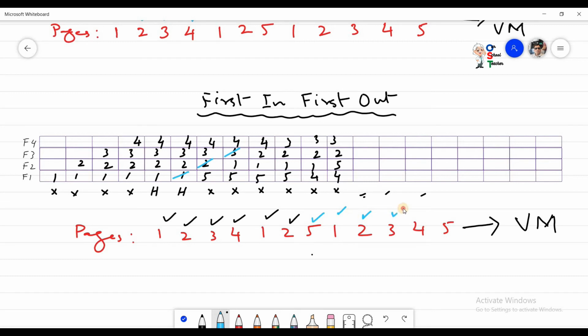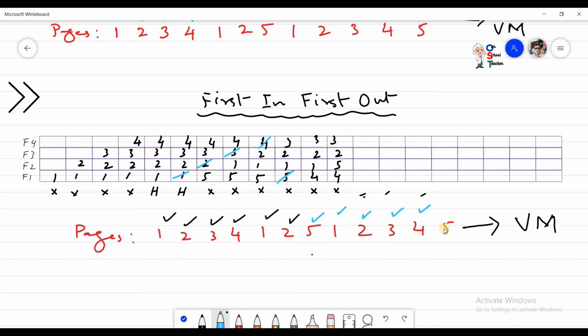Then number 3 is required. In this situation, frame number 4, which has page number 4, will be replaced with 3. After this, page number 4 is required. Now in this situation, because frame 1 has the oldest page, it will be replaced with page number 4.